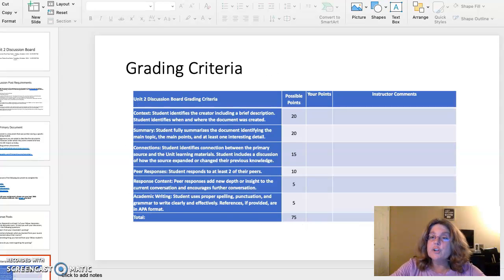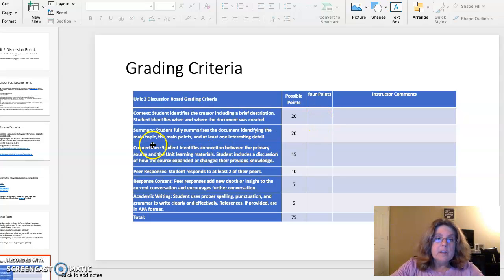Okay, now next, your grading criteria sheet. I will be using this to grade your Unit 2 discussion board. Firstly, your context section. Student identifies the creator, including a brief description. Student identifies when and where the document was created. I'm going to put my comments, and however many points out of 20 you get for that section.